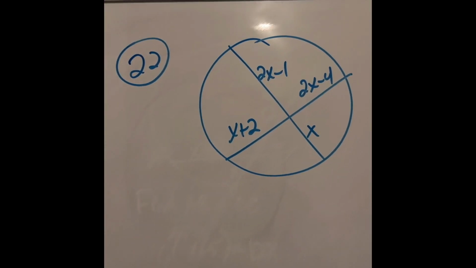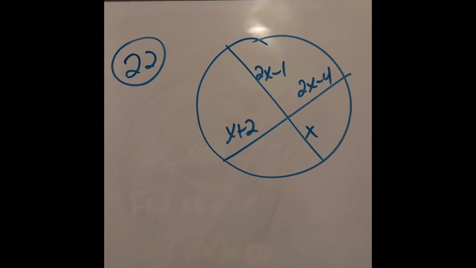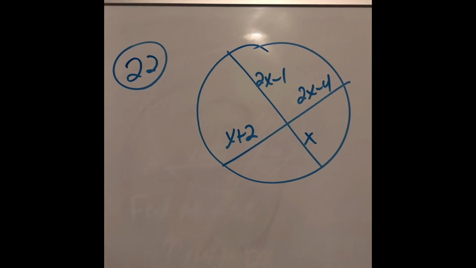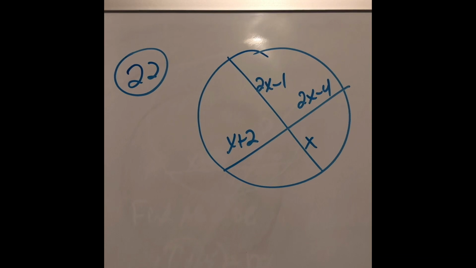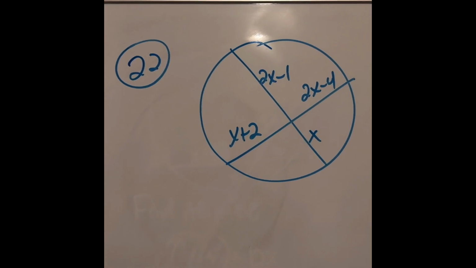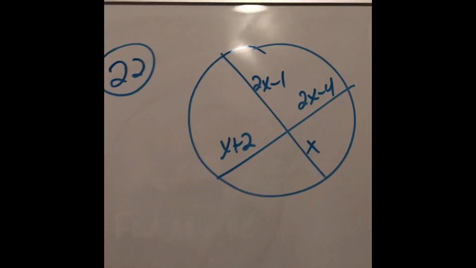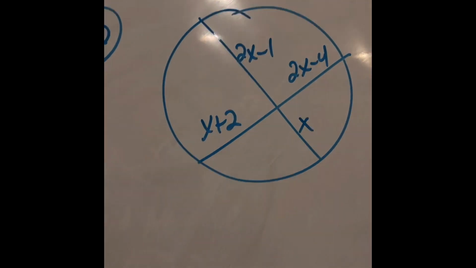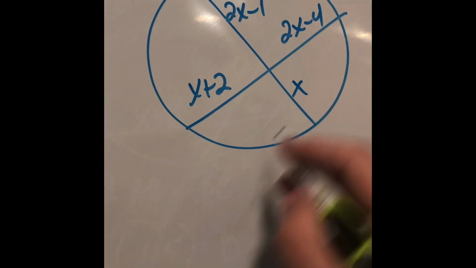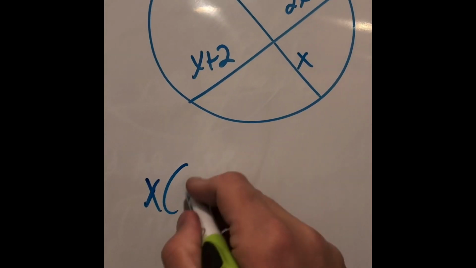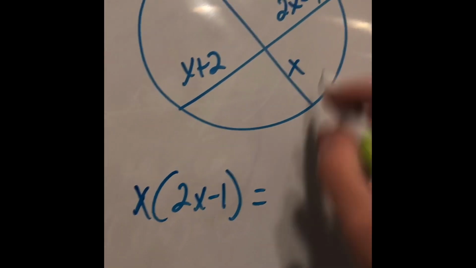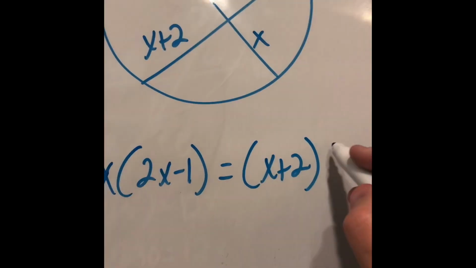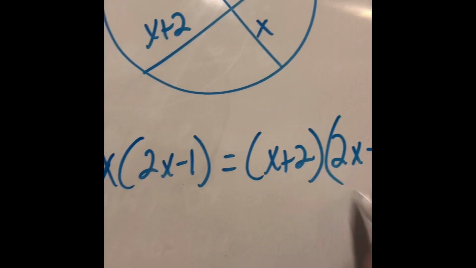Okay, here's number 22. It's another chord one. The reason why I wanted to show you these next two is you might have to do some factoring and FOILing and all that good stuff. Okay, so it's a chord. So we're going to multiply the two parts of the chord. So for this one, it's x times 2x minus 1. And then for this one, it's x plus 2 times 2x minus 4.